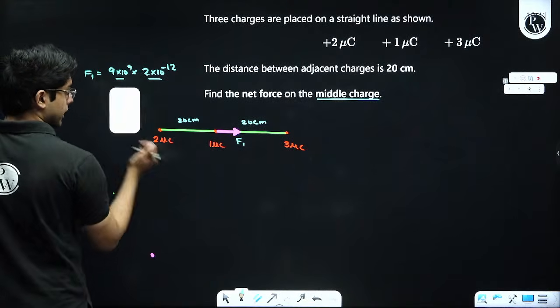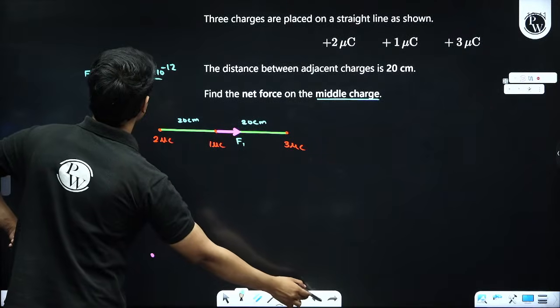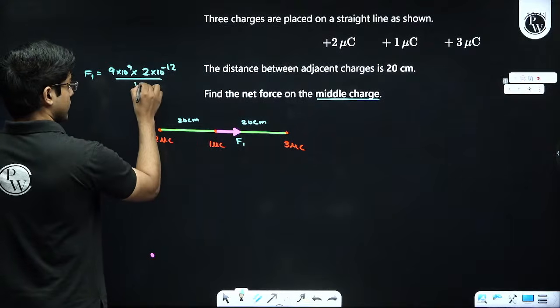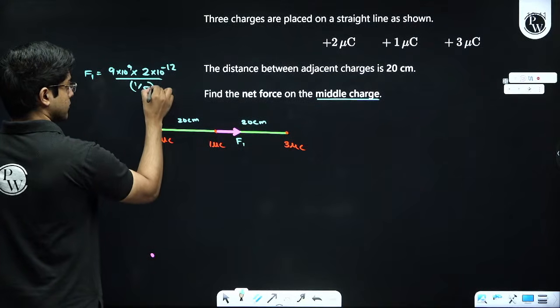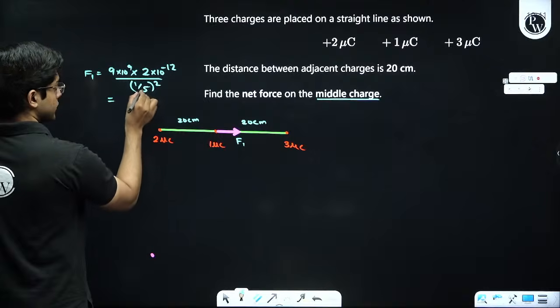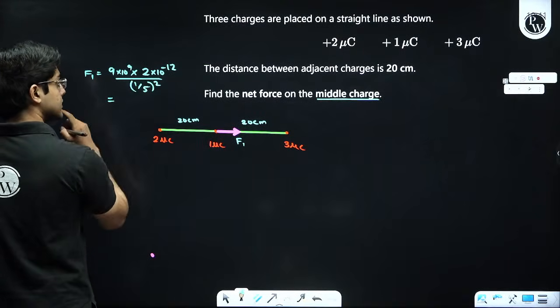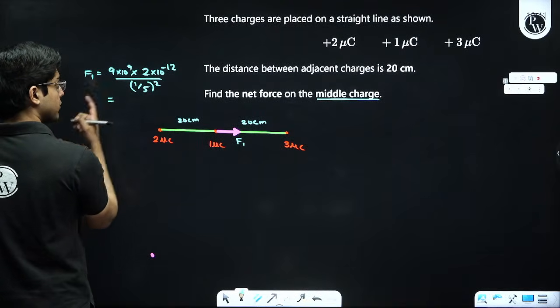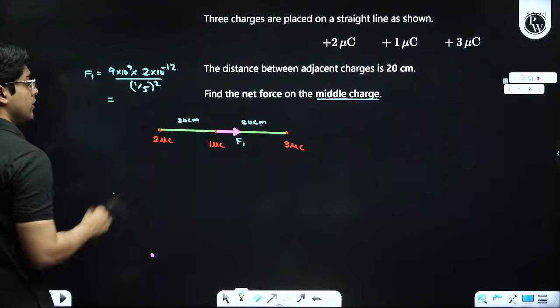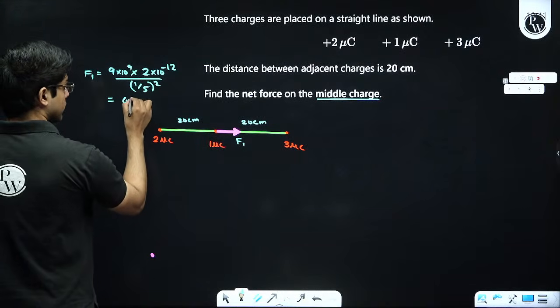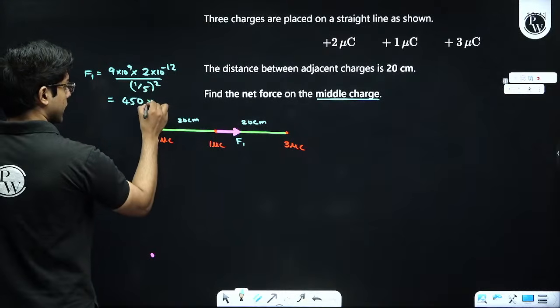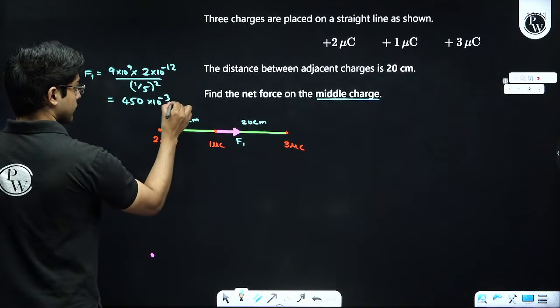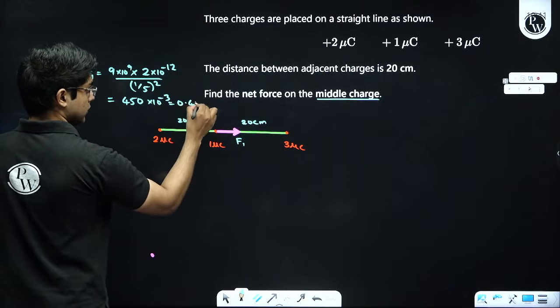We can also write 20 centimeter. If you divide it by 100, it is 1 by 5. So 1 by 5 square. So this will be 25 into 2 is 50, 50 into 9, right? So 450, I guess. 450 into 10 raised to minus 3, which is 0.45 Newton.